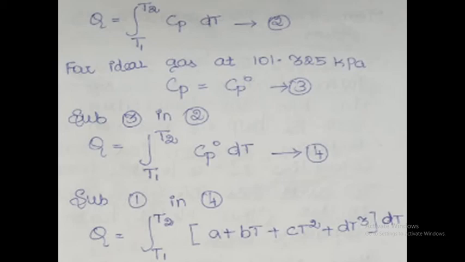For ideal gas condition at 101.325 kilopascal pressure, Cp is equal to Cp0. So this is equation number 3. Substitute equation 3 in equation 2: Q = integration of T1 to T2 Cp0 dT. This is equation number 4. Substitute equation 1 in equation 4. Finally we get the heat transfer Q = integration of T1 to T2 of (A + BT + CT² + DT³) dT.